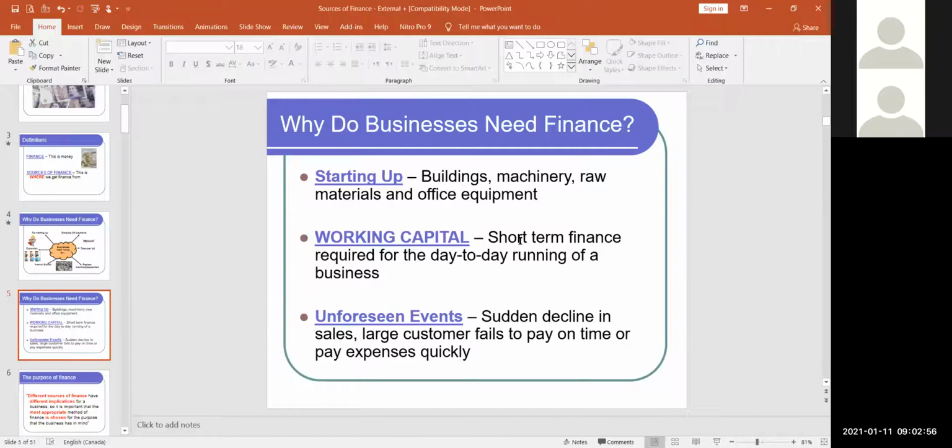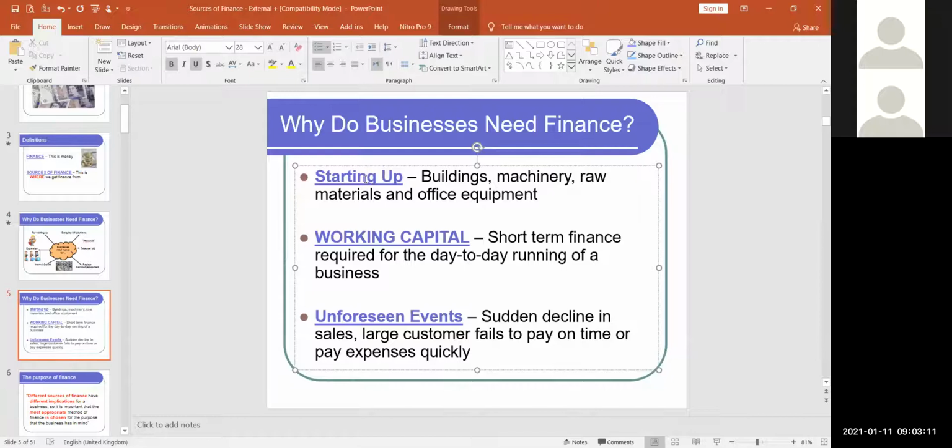All right, so this is the detail for each one of these business needs in terms of the finance. When we're starting up, we need to pay money to build the buildings, to build the factory, to build the warehouse, to build the different facilities that the business is going to use in order to produce, right? So the cost of the building, the money needed to pay for the machinery, the money needed to pay for the raw materials, and also the office equipment. So this is the money needed for the starting capital.